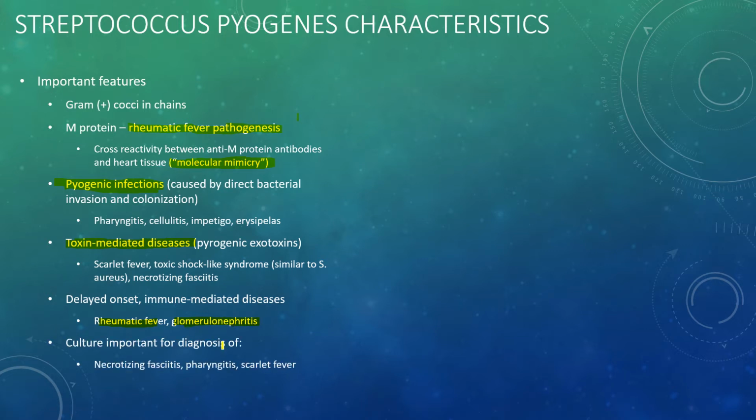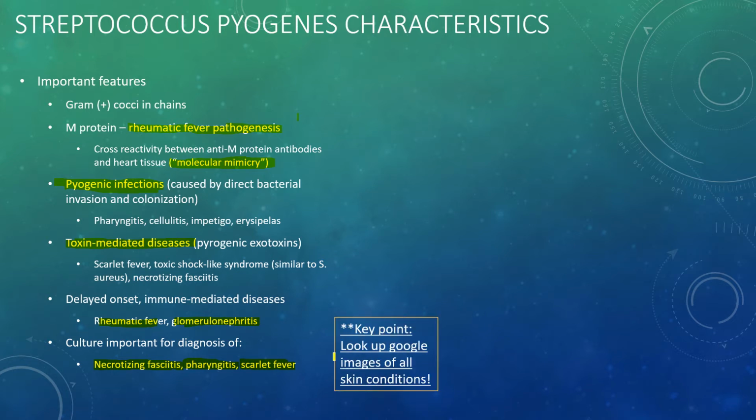So why do we need to culture? The culture is important to be able to identify Streptococcus pyogenes as the cause of our infection. The important thing to find out would be a necrotizing fasciitis, very important because the body is dying and the muscles are falling apart. Pharyngitis, you can diagnose it early and prevent the complications, and scarlet fever as well for the same reasons. You want to diagnose strep and treat it immediately to prevent the complications in the future, such as rheumatic fever and glomerulonephritis. So whenever we have skin conditions, the cellulitis, erysipelas, impetigo, make sure to look up all these images on Google. They will help you so much to identify which skin lesion is which, and will make the test so much easier. And trust me, you're going to see a lot of rashes in the hospital.